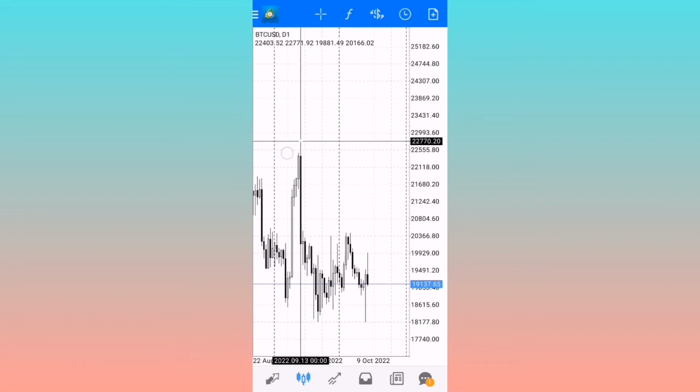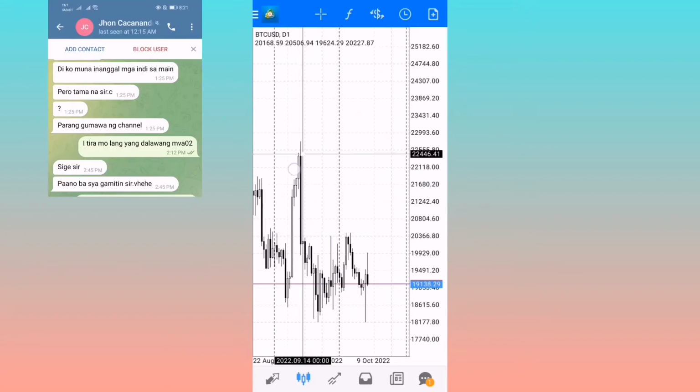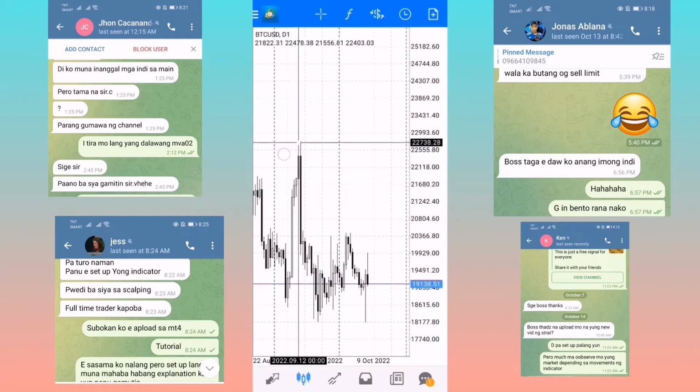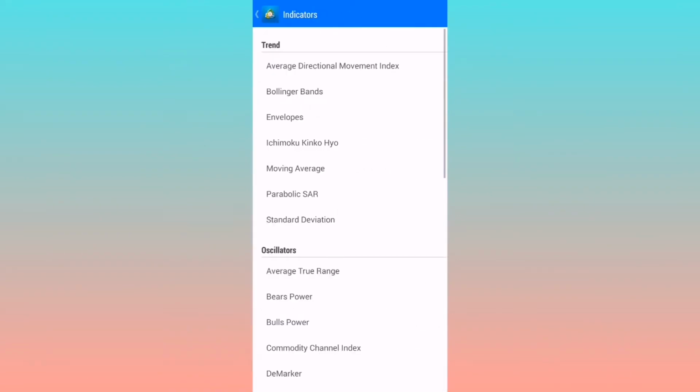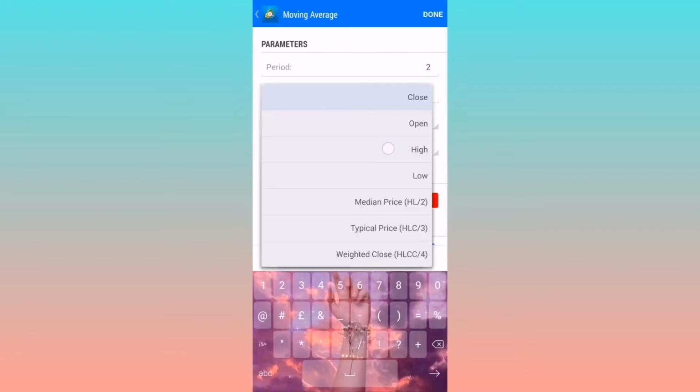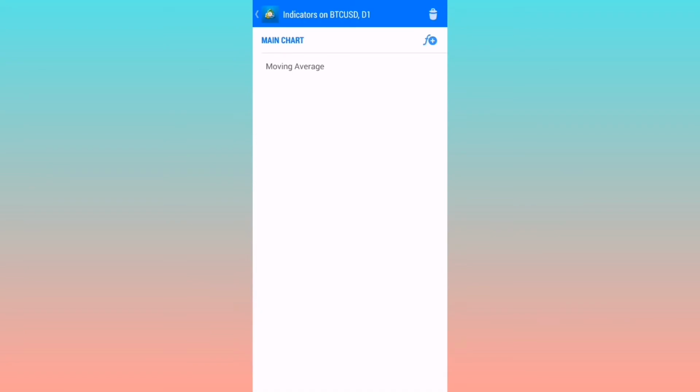The next button is the F sign, indicators. This is requested by John, Jess, Jonas, and Ken. Now I will show you my indicator setup. First, click the F sign. Then choose the moving average and change the period to 2. Apply it on high and change the color to red.